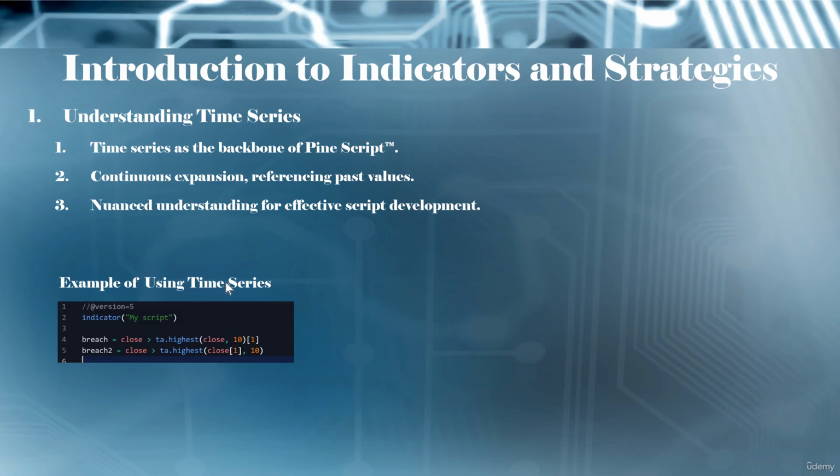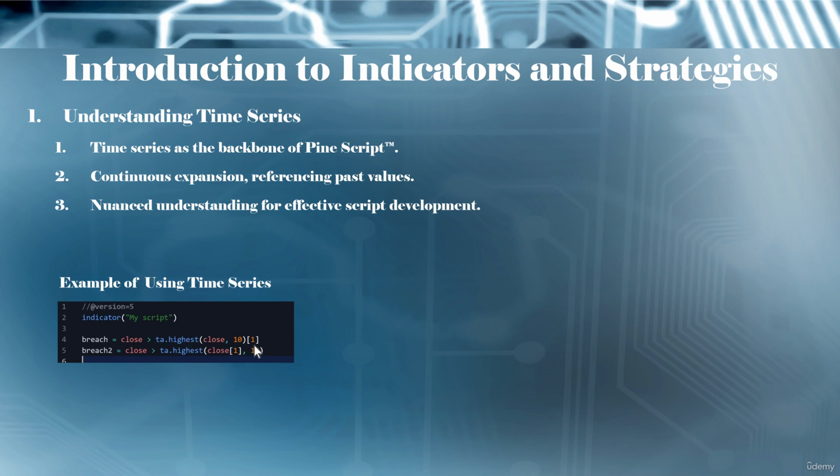Let's review this example of using time series. These two lines return the same value, but this is achieved by using a history referencing operator applied to a different part of code. So what we do here is we check if the current close price is bigger than the highest price of close for the last 10 bars, but we check not the current highest, we check the previous highest price.